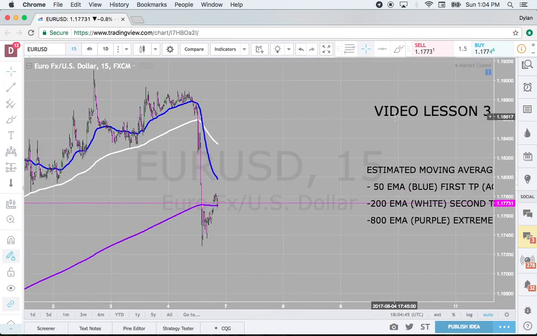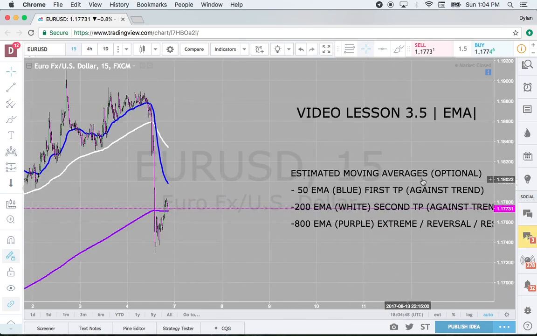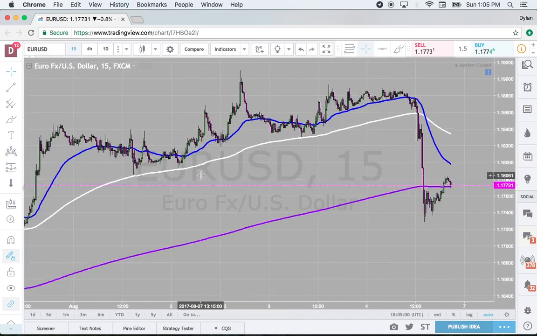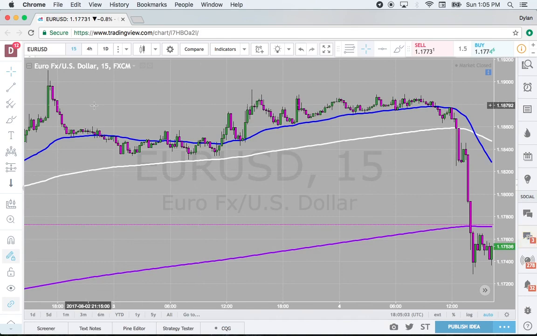So the first moving average, estimated moving average, is the 50. This is the blue moving average. This is going to be our first take profit when going against the trend. So let's say, for example, we saw this M formation at the high. We took a sell right here. We would have taken profit right here. That's our first take profit.